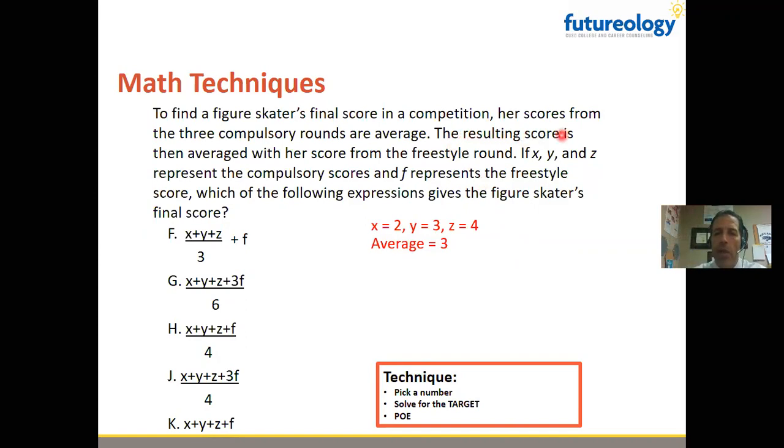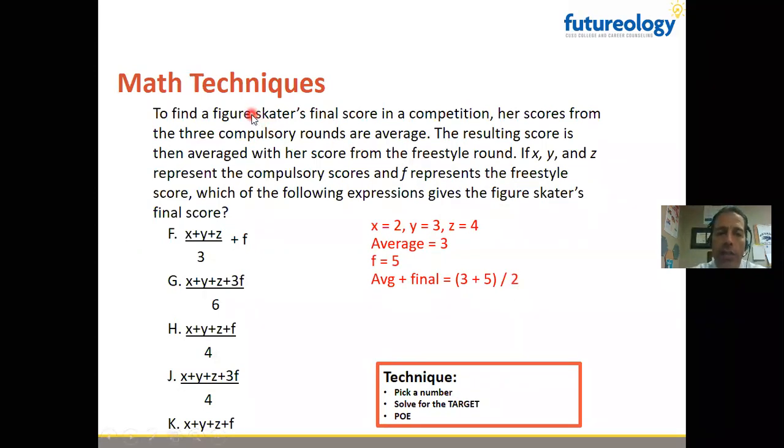Second step, the resulting score is then averaged with her score from the freestyle round. That's why I said the next step, but we don't know the freestyle round. So you know what we're going to do? We're going to make up a score. Again, I'm going to make up an easy number, 5, because then if I take 3, the resulting score, and the freestyle, which is 5, now I'm going to take those 2 and divide by 2 because I'm going to average those now. That's how you get your final score.